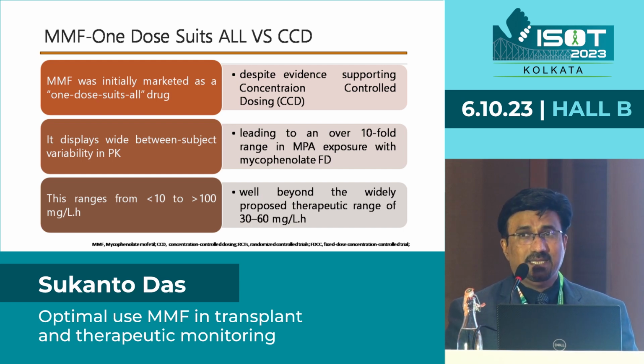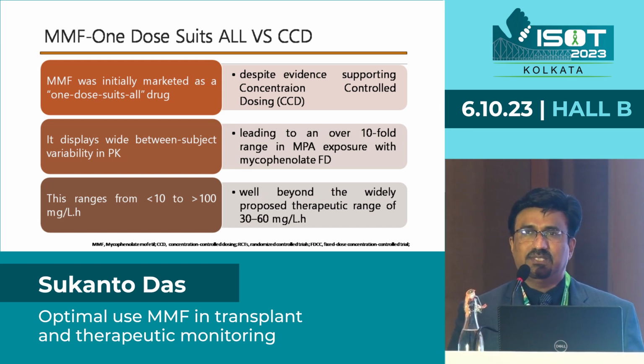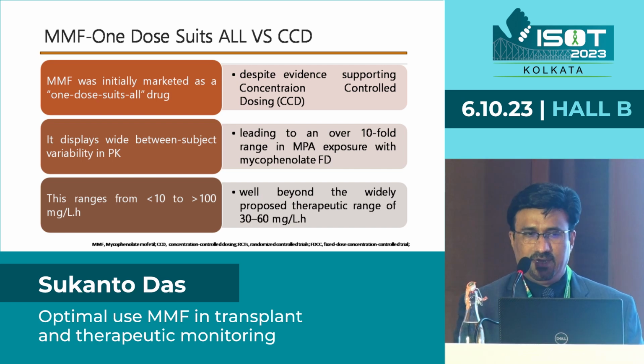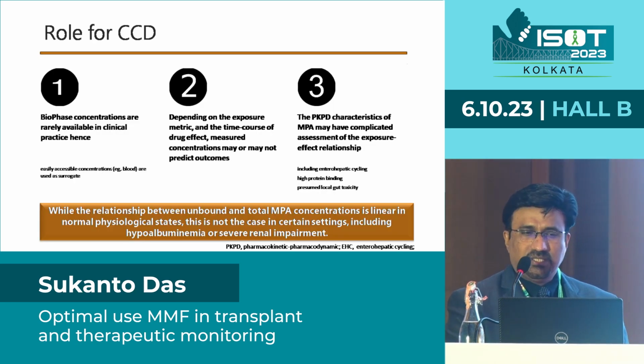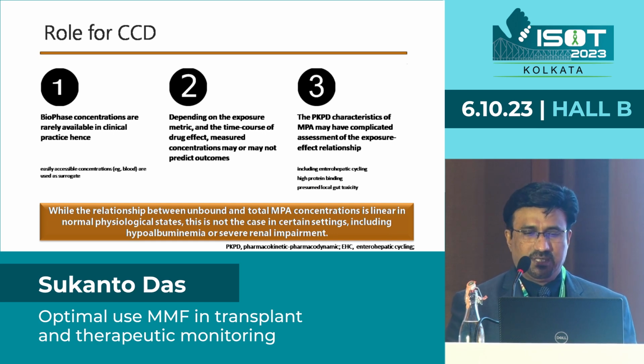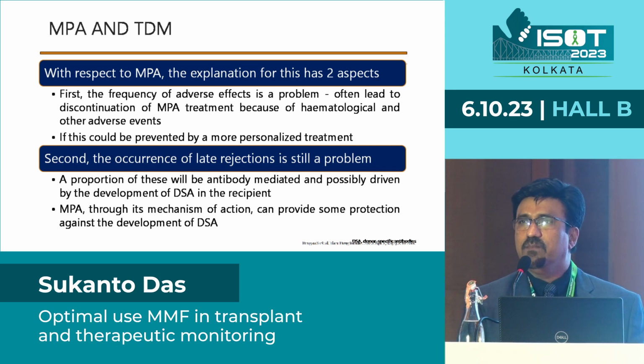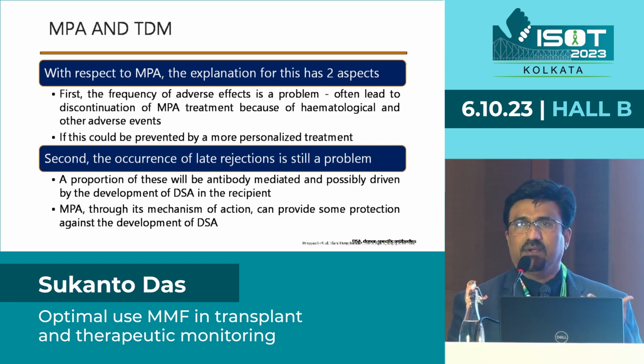We understand that the fixed-dose regimen can show a wide intra-subject variability of more than 10 times. Sometimes the area under the curve levels can be less than 10, or sometimes they can be more than 100. As I was just stating, the relationship between unbound and total MPA concentration is linear under most normal physiological circumstances, but this is not the case in certain settings such as hypoalbuminemia and severe renal impairment. Because the metabolism of MPA is complicated, there is nonlinear absorption kinetics, there is enterohepatic circulation, and there is plasma protein binding. So why is it important to understand the therapeutic drug monitoring of MMF?